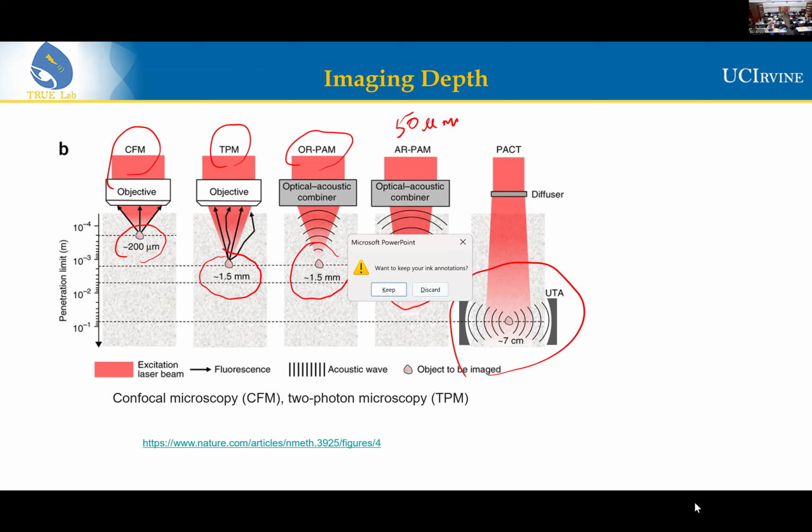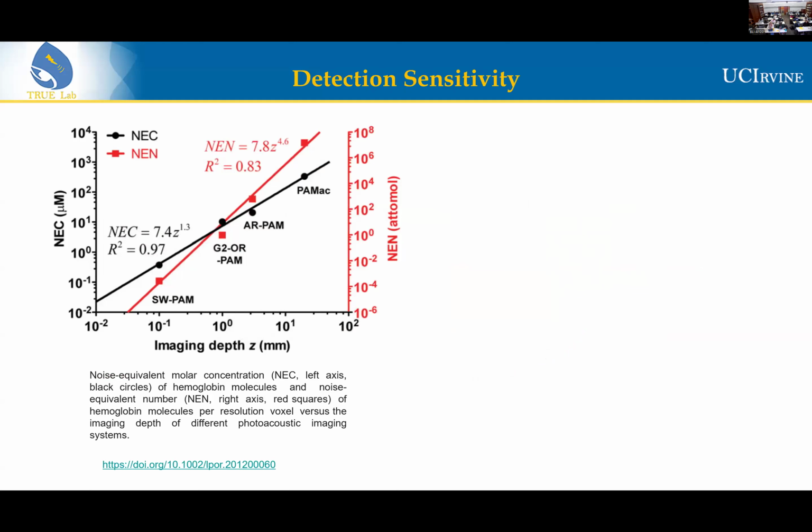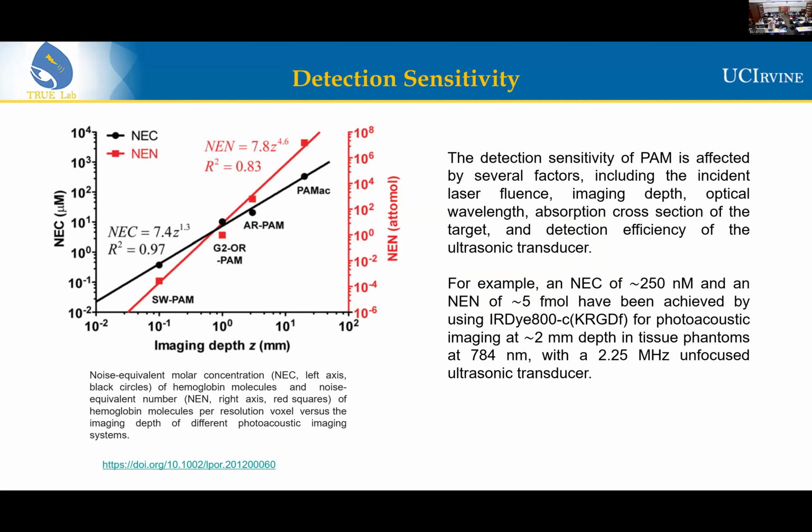So that's for the imaging depth. Also the sensitivity. If we want to do molecular imaging, we are always asking what is the sensitivity? Can we compare with PET imaging? Because PET imaging is very sensitive. And we have an equation we can use to calculate the sensitivity as well.